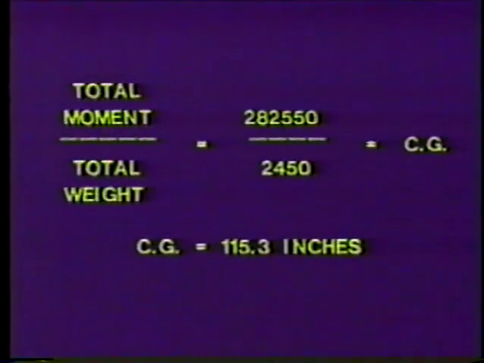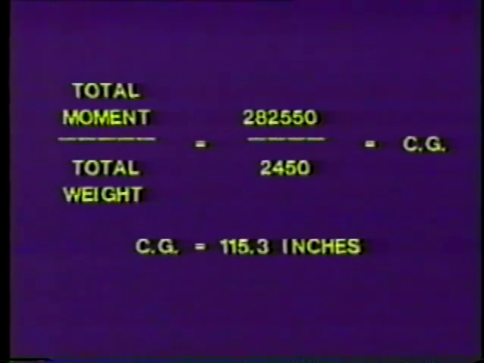Divide the total moment of 282,550 by the 2,450 pounds and get a center of gravity location of 115.3. Since this falls within the forward limit of 114.5 inches and the aft limit of 118.3 inches, the aircraft is correctly loaded.